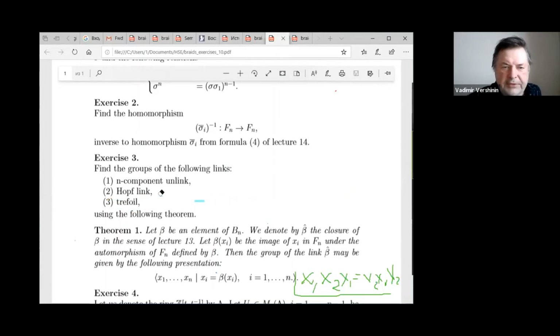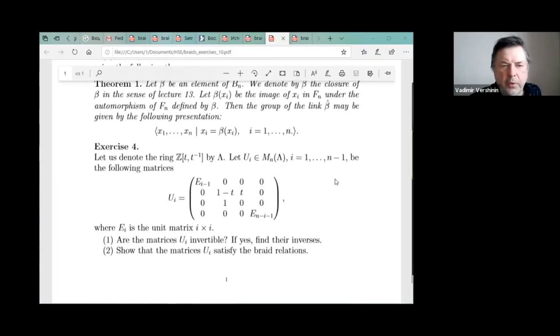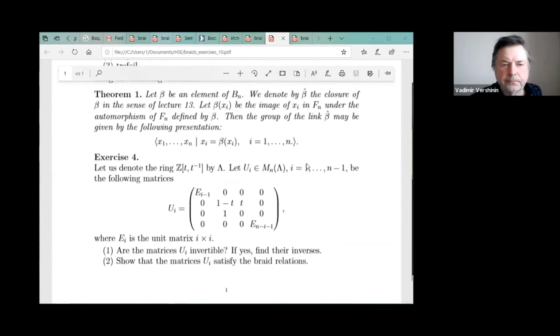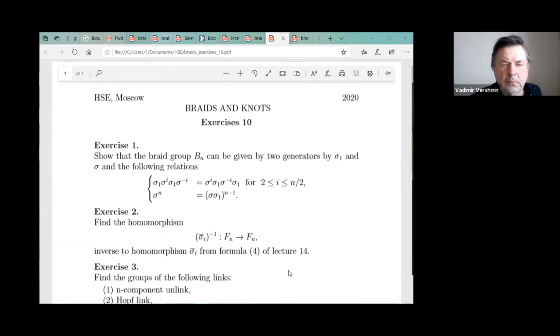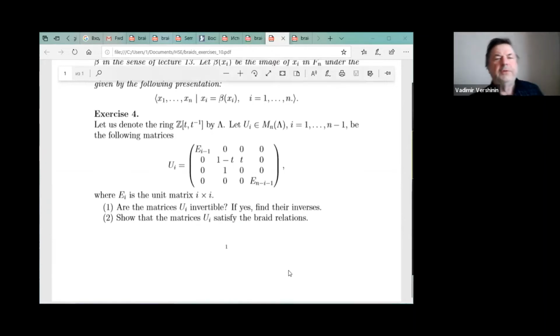So, of course, braids are good from a geometrical point of view. But for example, if you want to manipulate braids by your computer, then probably you need to know whether your braid can be represented as a matrix.